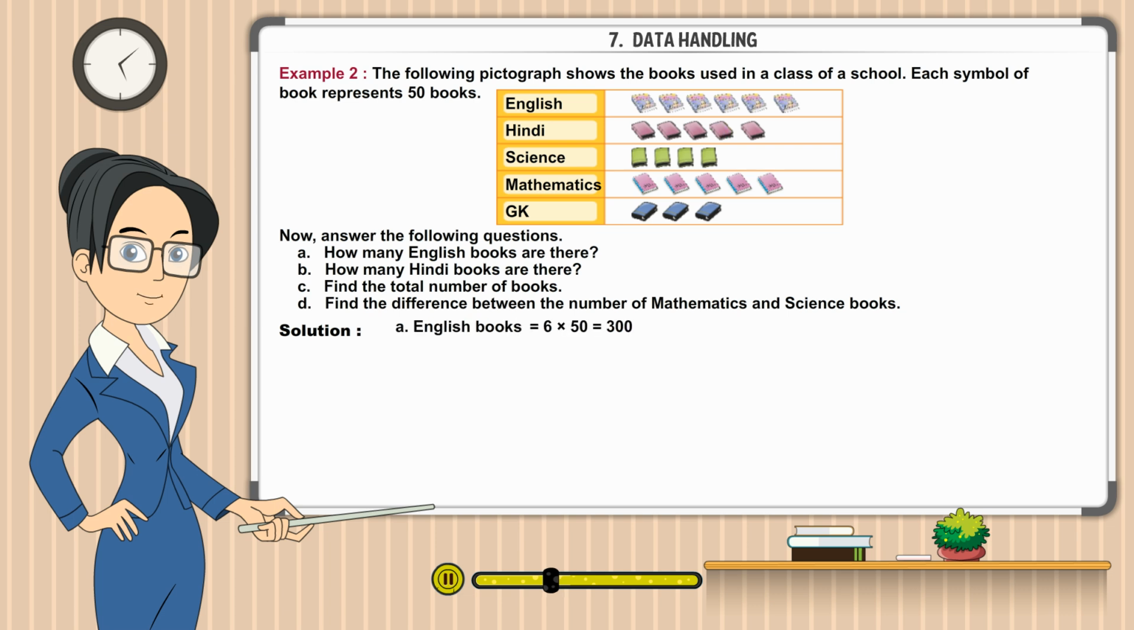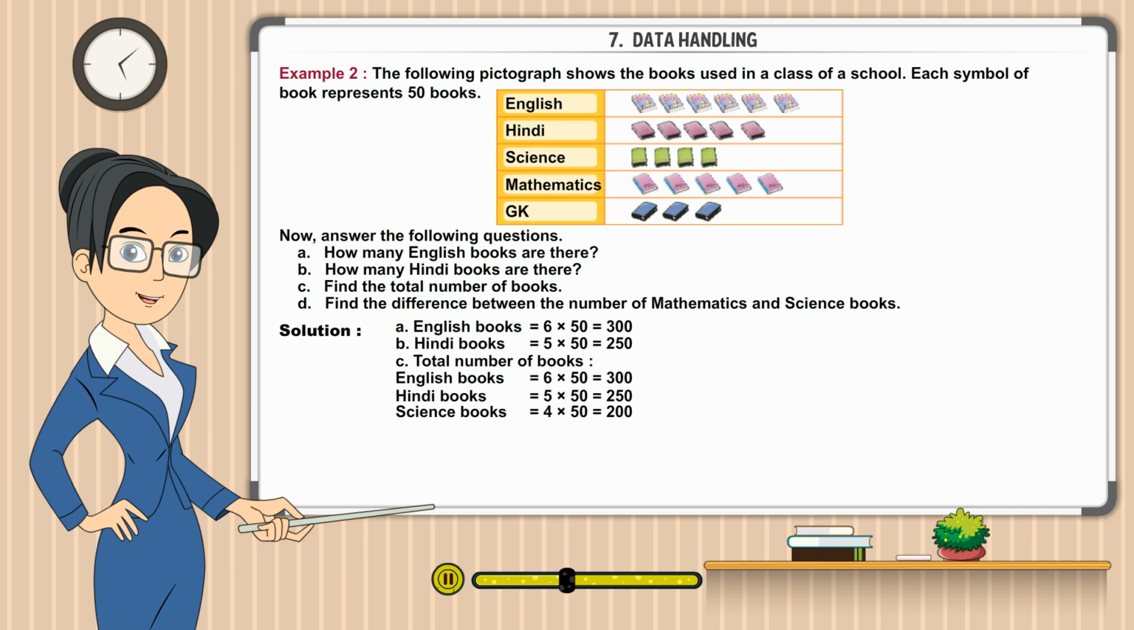Solution. English books is equal to 6 into 50 is equal to 300. Hindi books is equal to 5 into 50 is equal to 250. Total number of books: English books is equal to 6 into 50 is equal to 300. Hindi books is equal to 5 into 50 is equal to 250. Science books is equal to 4 into 50 is equal to 200.